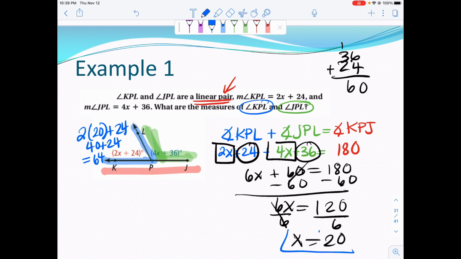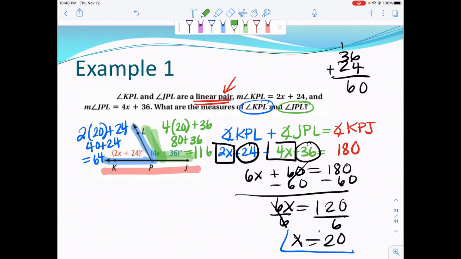Again, I don't actually have to do that by plugging into the second one, but I'm going to this time. You could just simply subtract 64 from 180 to get the missing angle. But I'm going to go ahead and plug it in. So 4 times 20 plus 36, and 4 times 20 is 80 plus 36. And that's going to add up and equal 116.